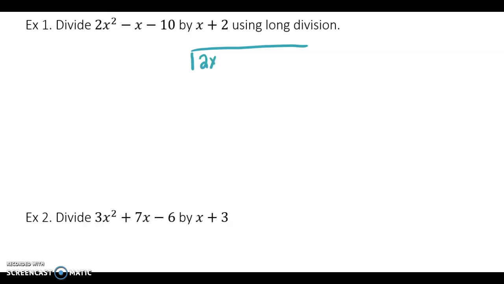So we're going to place 2x squared minus x minus 10 inside here, and then on the outside we're going to place x plus 2. So what you want to do is think of what do you need to multiply x by to get 2x squared. You need to multiply it times 2x. Then you multiply the 2x times x, which gives you 2x squared, and the 2x times the 2 gives you plus 4x.